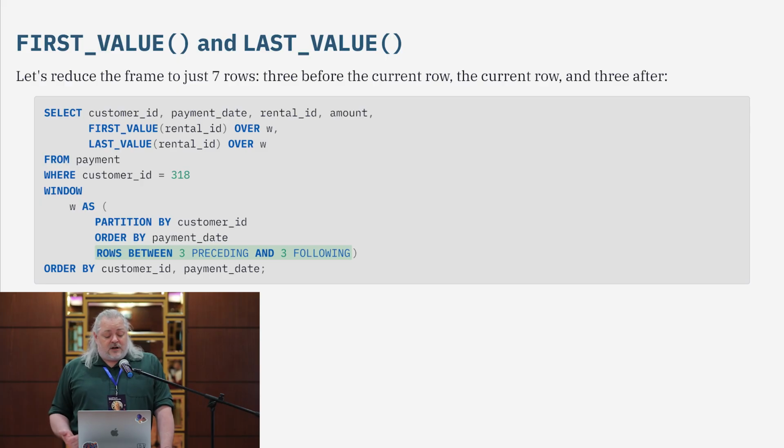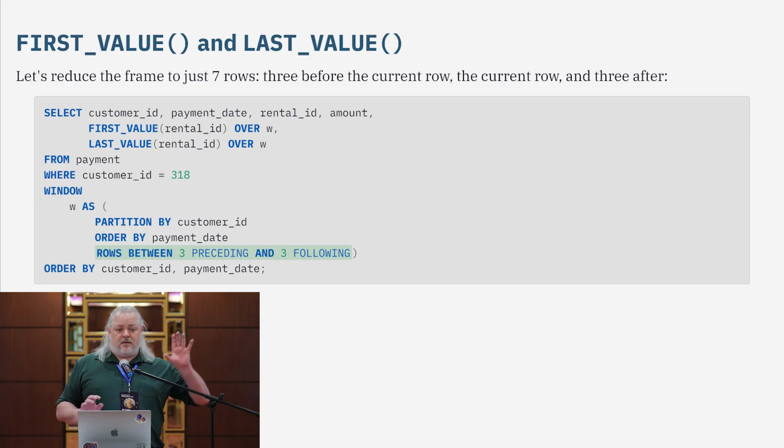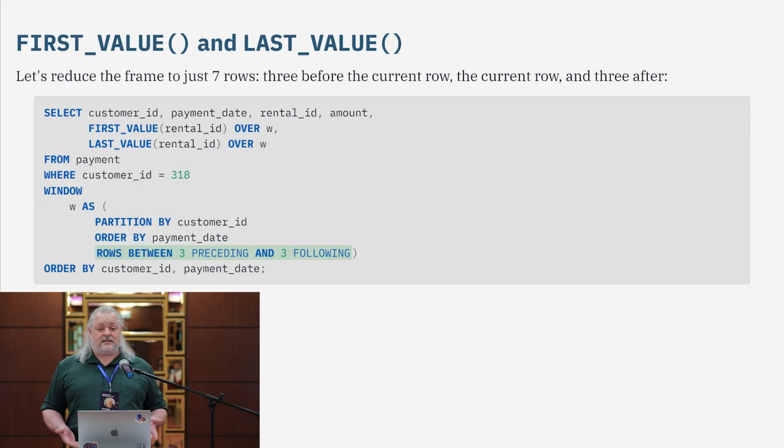So two new window functions that we can use are first value and last value. This will take the value that we ask for, in this case rental ID, from the first row in the window frame. And to make this a little bit more interesting, instead of just the first and last row of the entire partition like we've been doing, here I'm limiting to just 7 rows. So we're taking 3 rows preceding the current row, and then 3 rows following. So that's 7 total. And that, with a little bit of color to help you see it, looks like this.